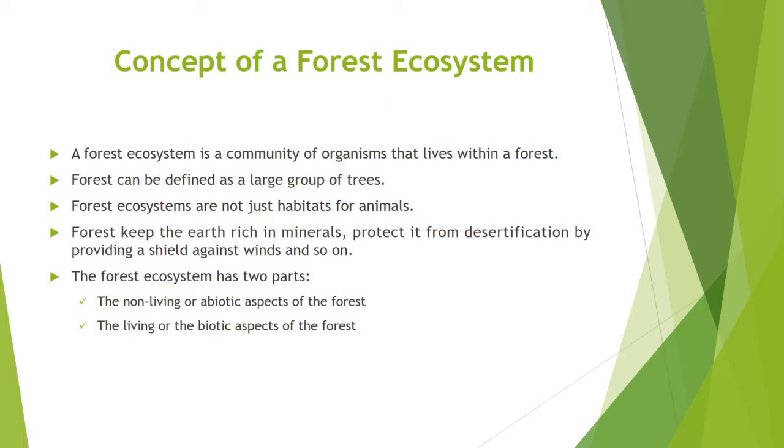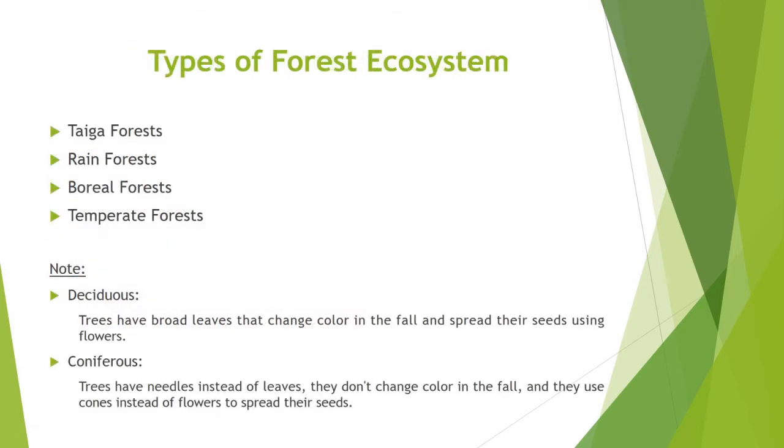A forest ecosystem has two parts, non-living or abiotic and living or biotic aspects of a forest. Types of forest ecosystem: taiga, rain, boreal and temperate forest are the different types of forest ecosystems.